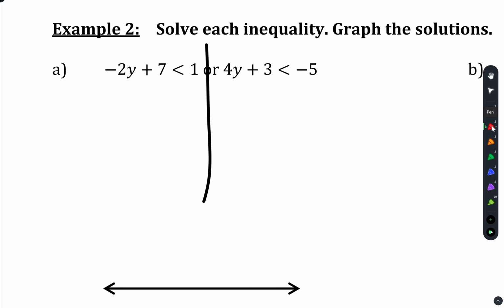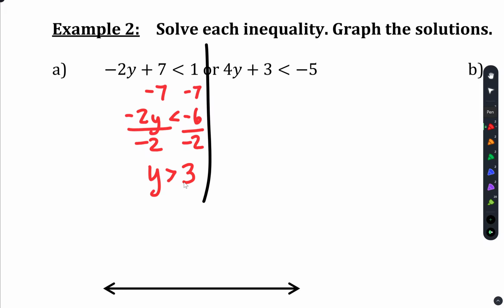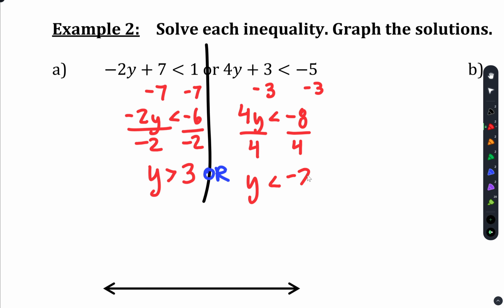So I'm going to split this down the middle. I'm going to take care of the inequality on the left first, and I'm going to solve this using my inverse order of operations. I'm going to subtract 7, and I'm going to divide by negative 2. What do I need to remember to do here? I got to remember I'm flipping my sign because I divided by a negative number. So that's that. I put my or in the middle, and then I solve the other side. That's literally all I'm doing. I just got to do it twice. So minus 3, 4y is less than negative 8. Divide both sides by 4. Y is less than negative 2.